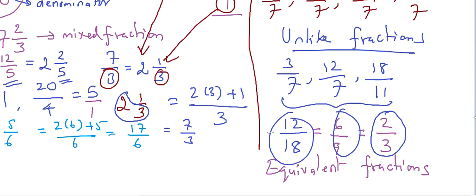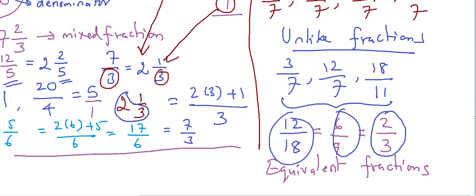Similarly 12 by 18 also, because both are divisible by 2 or 3. So if the numerator and denominator of a fraction are not co-prime, then they can be reduced further. This is an important thing to remember. And the result of any problem, any simplification or any evaluation, should be in simplest form.